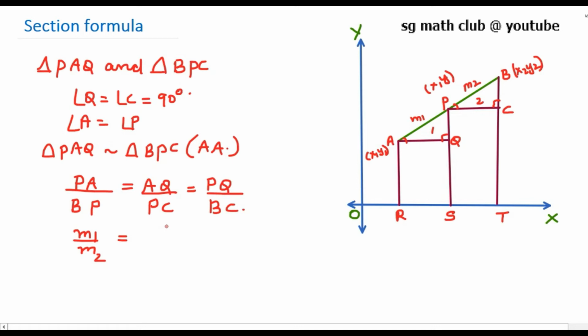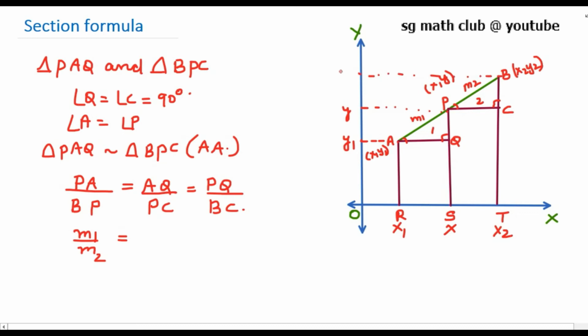Now AQ I have to find out. So what will be AQ? Since the coordinate of R will be x1, S will be x, and T will be x2. Same way, if you join this, we can see that this point is y1, this point is y, and this point is y2.